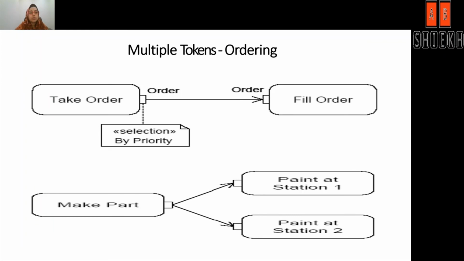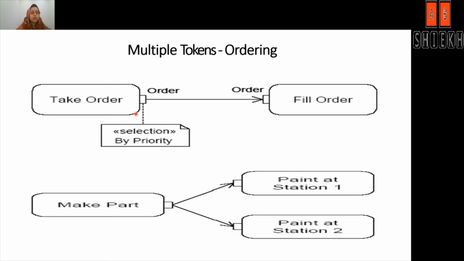Multiple tokens ordering. Object nodes that hold multiple values can specify the order in which the values move downstream. The default is FIFO, or in other words a pipe, or first in first out. Users can change this to LIFO as well. LIFO, last in first out, or in other words a stack, or specify their own behavior to select what value is passed out first, maybe on a priority basis or some other basis.